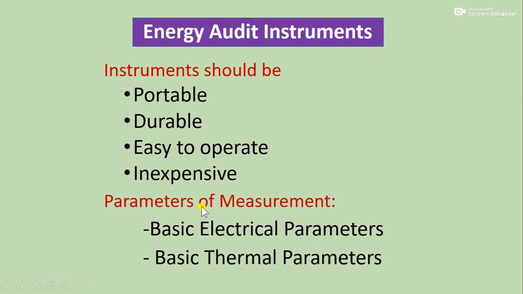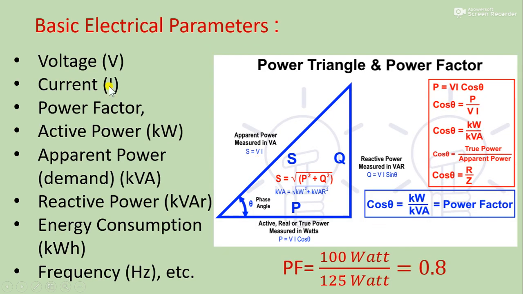In energy audit, generally the following parameters are used for the measurement. So these are basic electrical parameters and basic thermal parameters. Basic electrical parameters are voltage, current, power factor, active power, apparent power, reactive power, energy consumption and frequency.